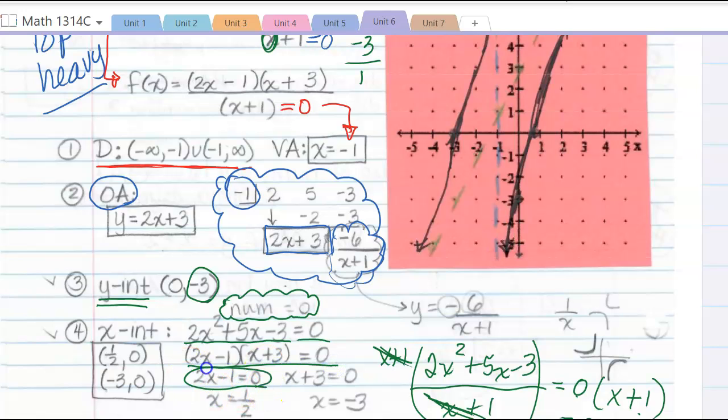We can set each factor equal to 0 so that we can solve for x. When we do that, those are our x values for our x-intercepts. So we have found the two x-intercepts. One of them is (1/2, 0). The other one is (-3, 0). We said we were going to skip step number 5, so let's go to step number 6.